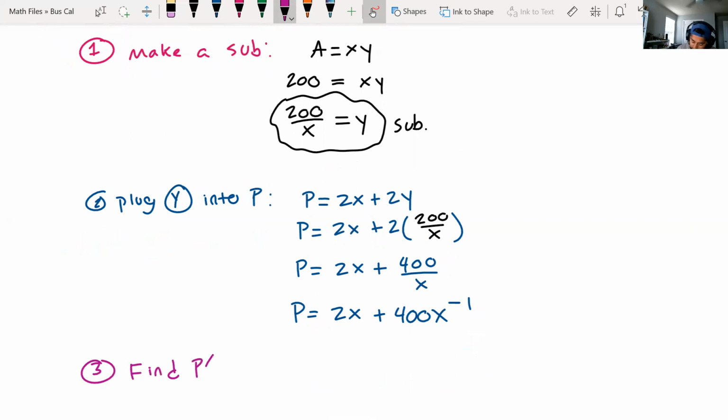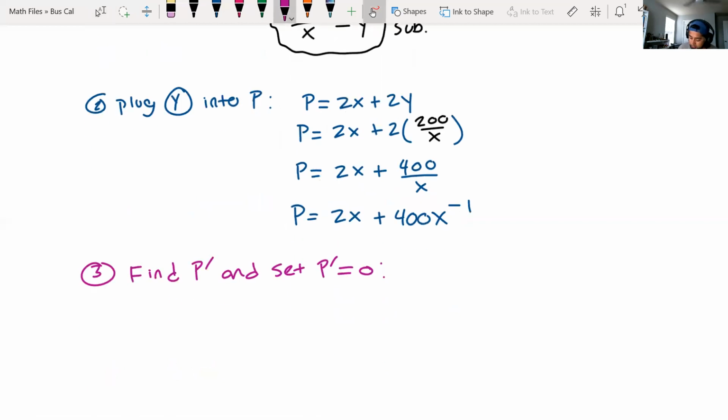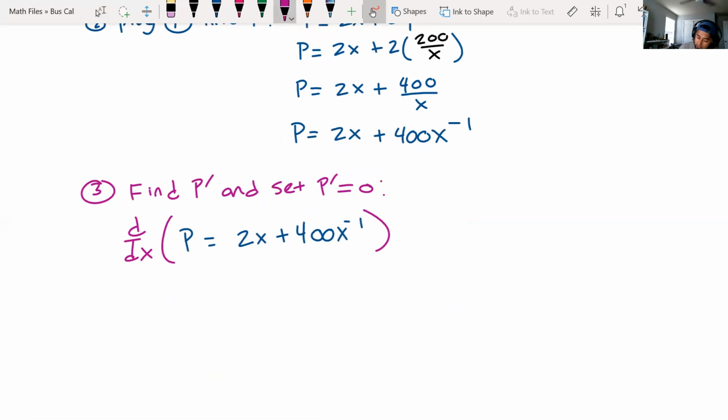Find p prime and set p prime equal to 0. So what we're going to do is say d over dx of the whole equation, p equals 2x plus 400x to the negative 1. We're going to take the derivative with respect to x of this whole equation, and we're going to get p prime equal to 2 minus 400x to the negative 2. There's our derivative. And now set it equal to 0 and solve for x.